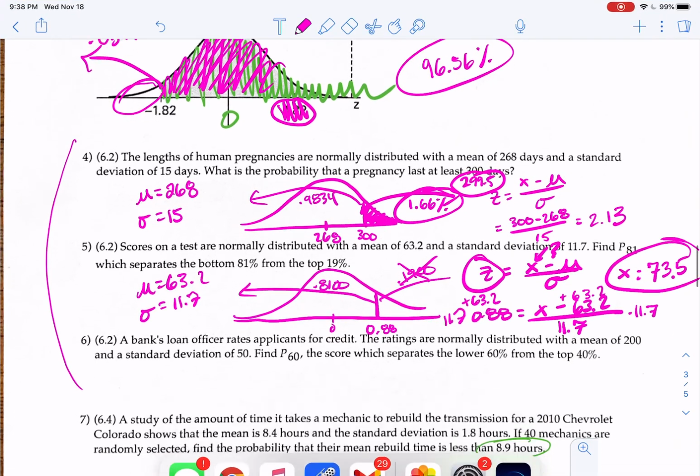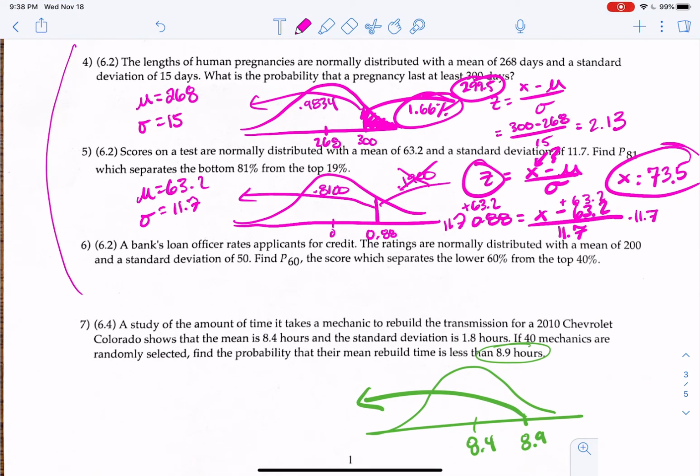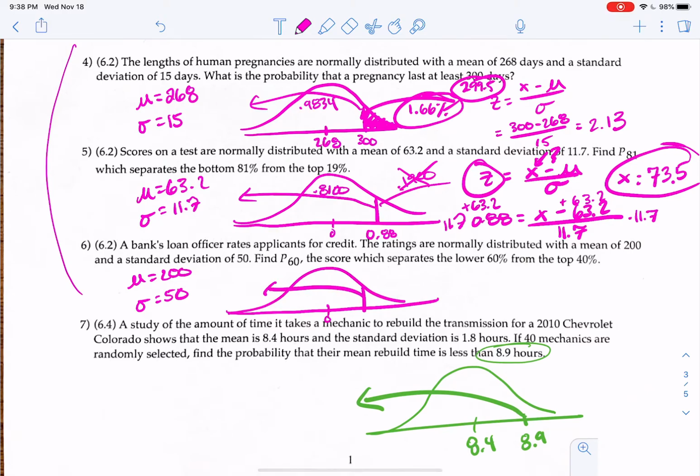Okay, number 6, they want us to find P60. My average is 200. Standard deviation is 50. Write those guys down. P60, this is the same type of problem. That means the 60th percentile, 0.6000, is to the left of me. We really don't care about the top 40%. It's everything to the left.